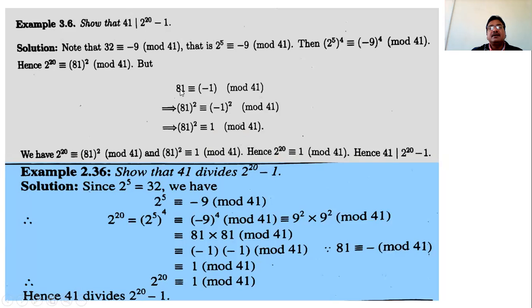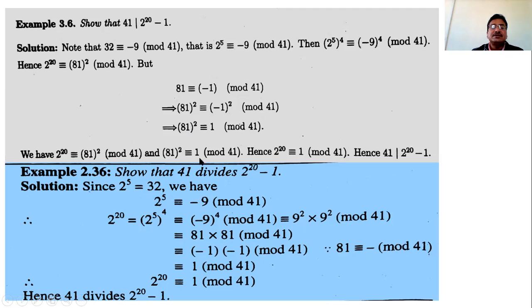Because 81 minus 1 is 82, and 41 divides 81 plus 1, that is 82. And therefore, 81 squared is congruent to minus 1 squared, taking the square of both sides, modulo 41. And then 81 squared is congruent to 1 modulo 41, because minus 1 squared is plus 1. And therefore 2 raised to 20 is congruent to 81 squared, and 81 squared is congruent to 1 modulo 41.